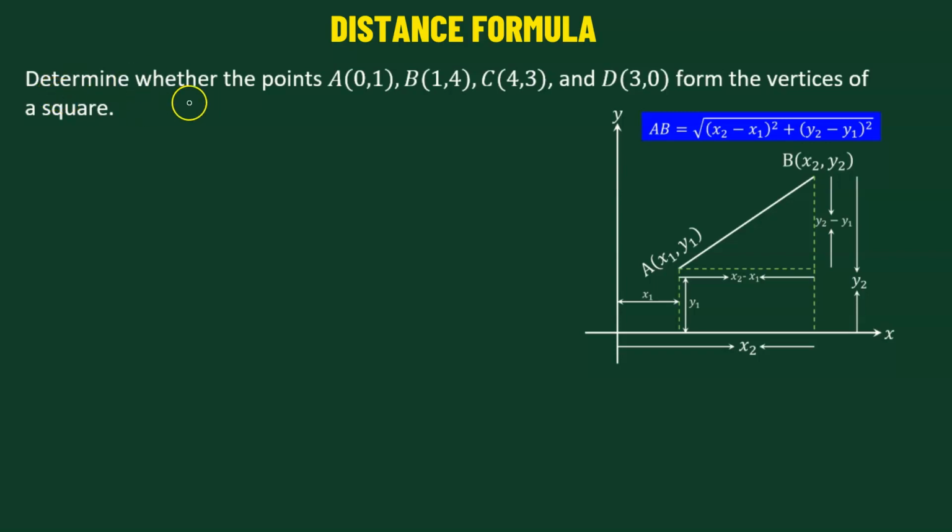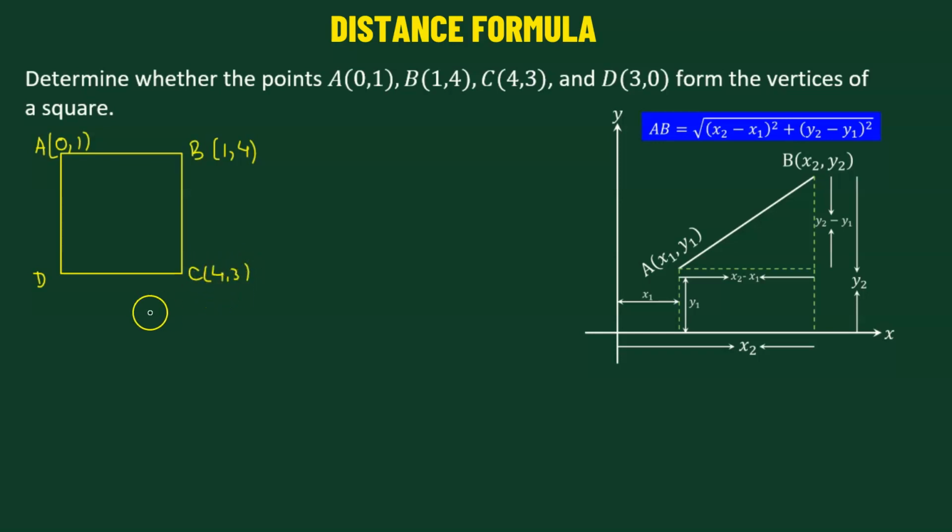In this problem, we need to show that the points A, B, C, and D are the vertices of a square. Let us begin. Let us suppose we have a square whose vertices are A, B, C, and D. Now, the coordinate of point A is (0, 1). Coordinate of point B is (1, 4). Coordinate of C is (4, 3), and coordinate of D is simply (3, 0).